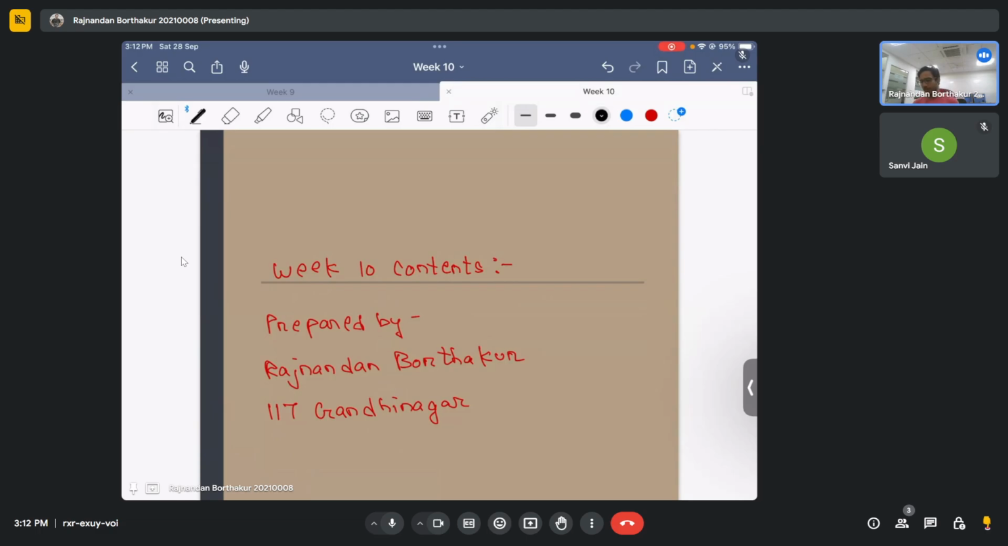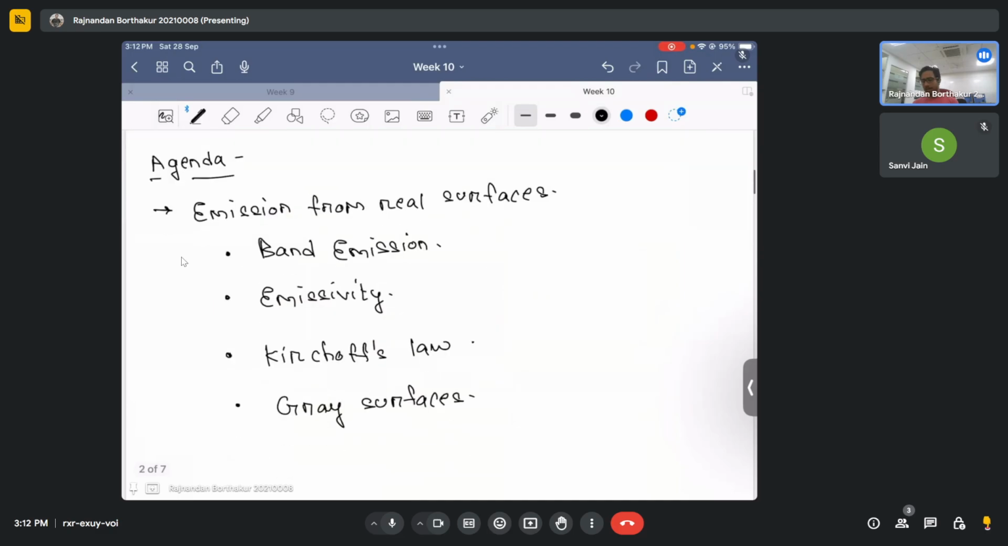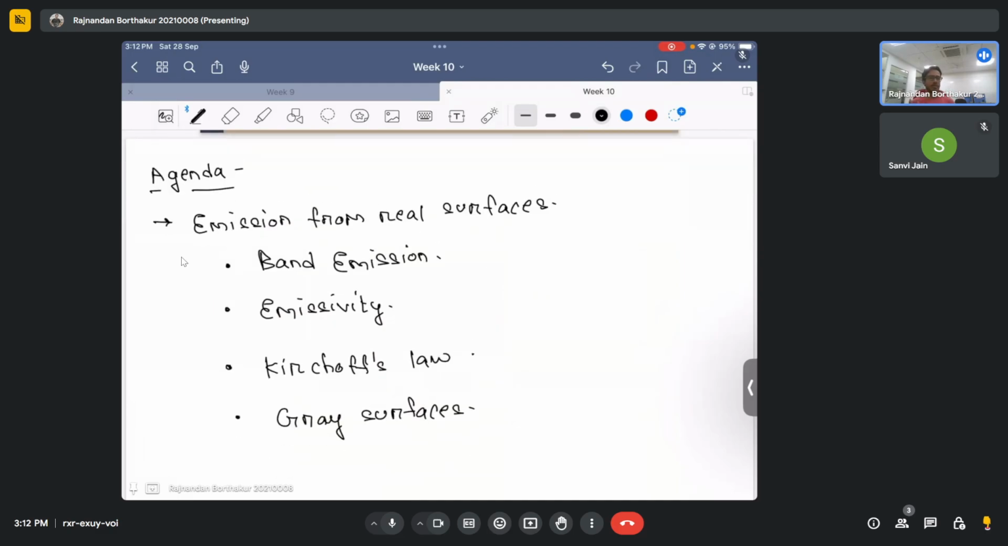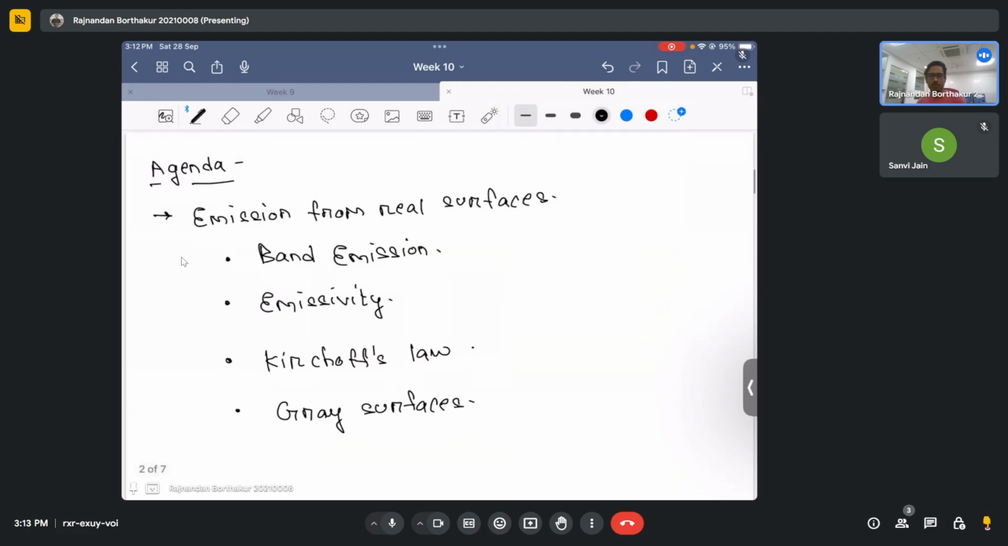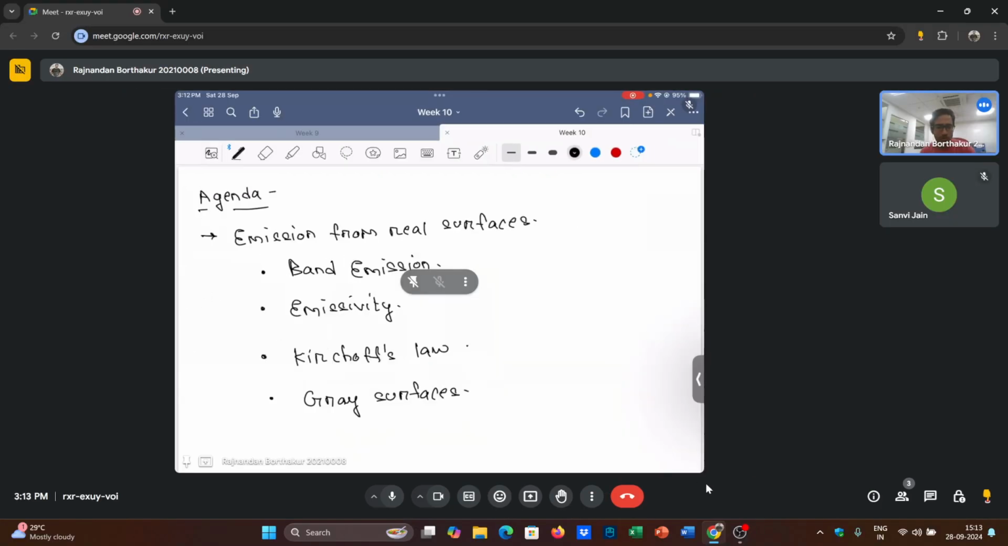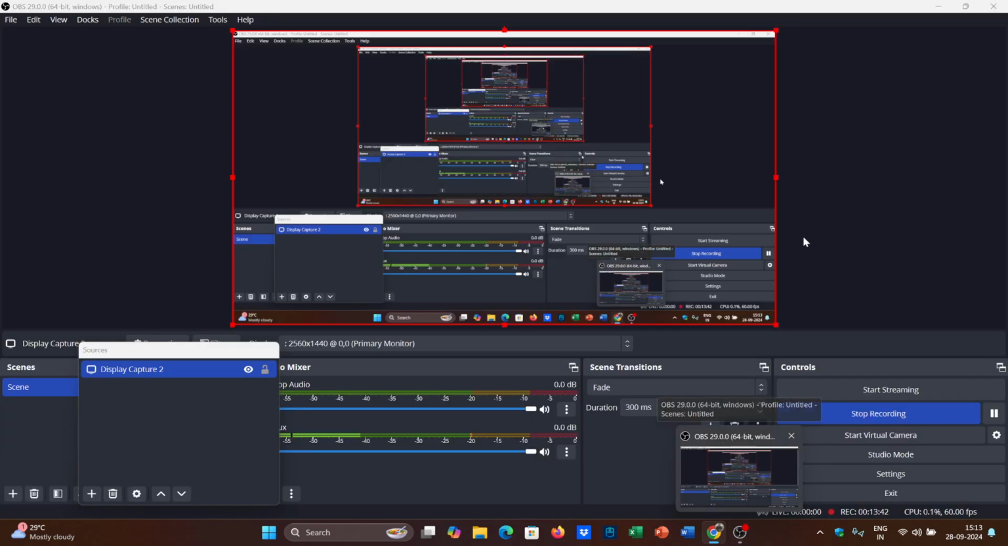Before that, if you have any doubts associated with either the last discussion or the assignments that you solved or are supposed to solve, feel free to ask here, or feel free to interrupt me at any point during the session, and I'll be happy to address your doubt. So we'll stop here for some time, and then we'll move into emission from real surfaces. Meanwhile, I'll just check if the recording is going on or not. Okay, I think it's going on.